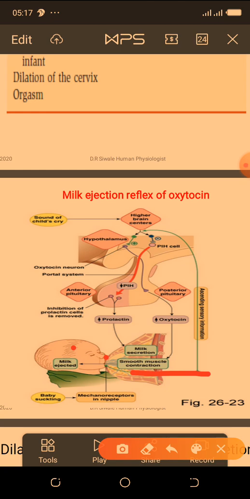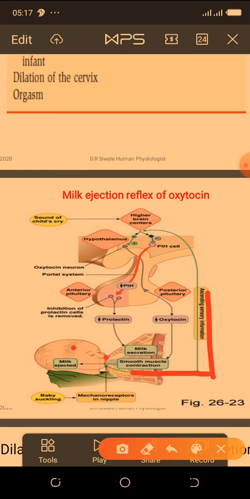This afferent fiber we can call a somatic afferent nerve, which takes the information to the spinal cord first of all. Then from the spinal cord, the electrical impulse ascends in the spinothalamic tract to the brainstem. And finally it reaches the paraventricular nuclei of the hypothalamus, which will release the oxytocin.